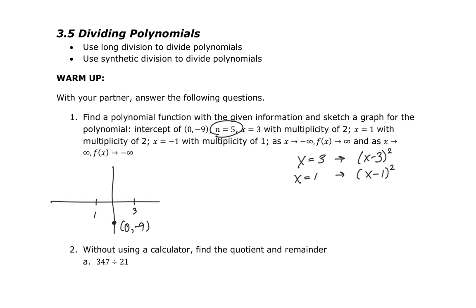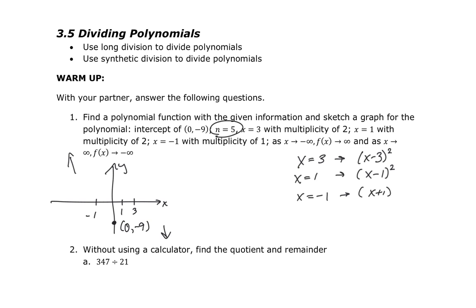And x is equal to -1. That tells me my factor must have been x plus 1 with a multiplicity of 1. So that's going to go right there. There's 1. There's -1. Here's y and here's x. It tells me as x goes to -infinity, my function goes up, and as x goes to positive infinity, my function goes down.